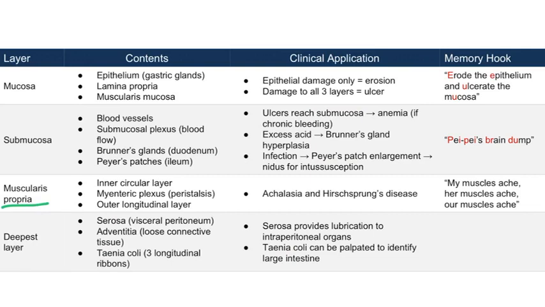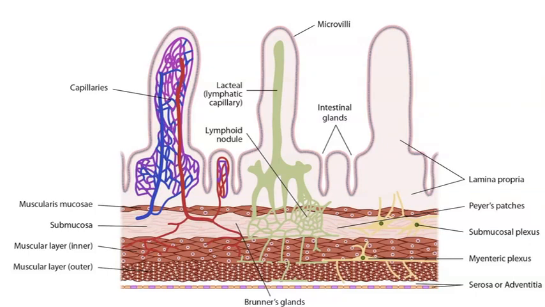Now let's talk about the muscularis propria. This has an inner circular layer of muscle and an outer longitudinal layer. Sandwiched between these two layers is the myenteric plexus, which is responsible for peristalsis. On this image, you can see the circular layer right here. This is the inner layer. You can also see the longitudinal layer right here, which is the outer layer. And once again, between them is the myenteric plexus.